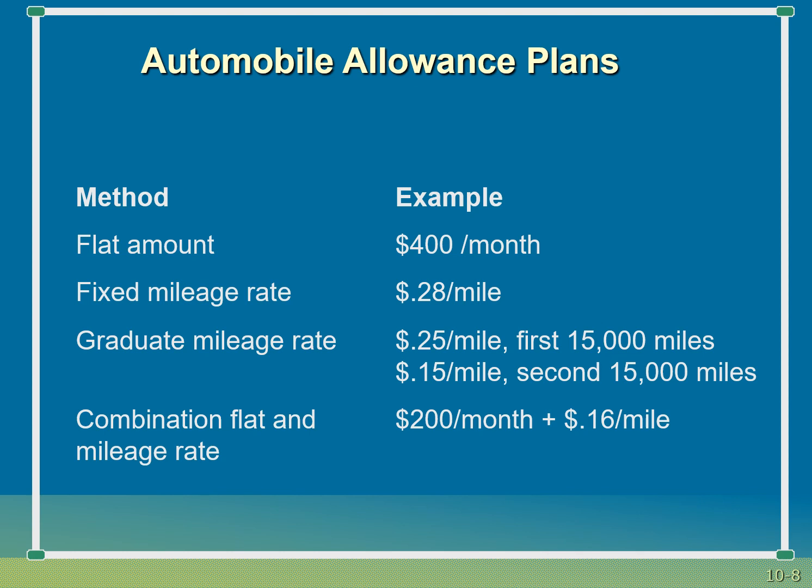Or you can use a combination of flat rate and mileage rate together. That is, you pay a flat amount of $200 a month plus a mileage rate, like 16 cents per mile. That's the combination. These are the options you can consider.